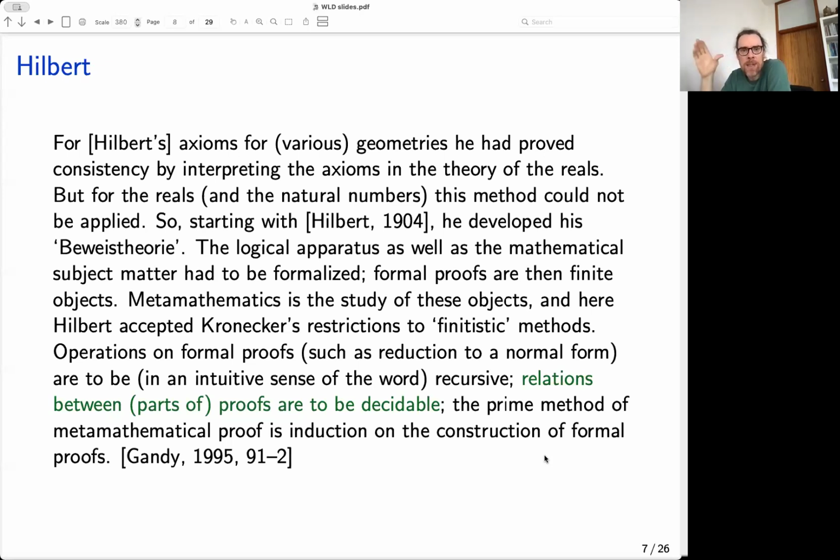Okay, so Hilbert's motivations are again epistemological, but they're a little bit different from Frege's. So for Frege, the axioms and the rules of inference were taken to be okay. And the key point was to make sure that some theorem follows from the axioms by the rules without any gaps.